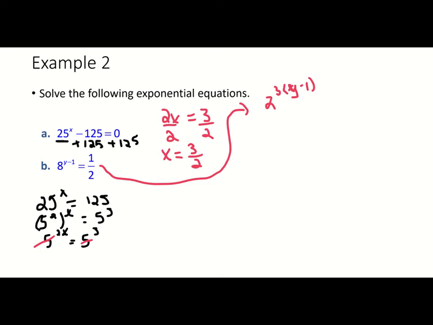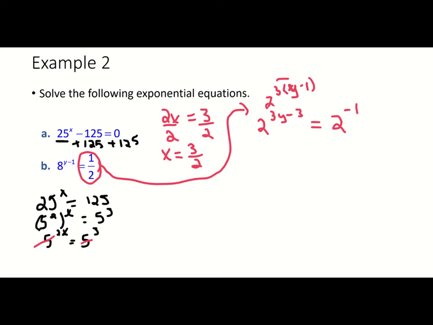And then I'm going to distribute my 3. So 2 to the 3, erase that, 2 to the 3y minus 3. Now, 1/2. Remember, when you get a fraction for an answer, what kind of exponent do you have? It's going to be a negative exponent. So I know that 2 to the negative 1st power is equal to 1/2, because it would be 1 over 2. So now I have the same base.